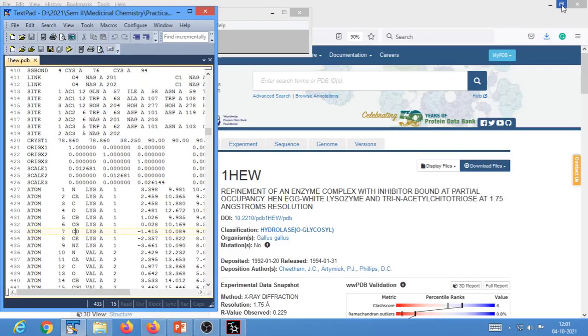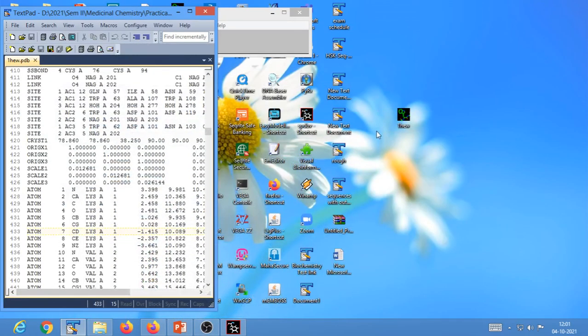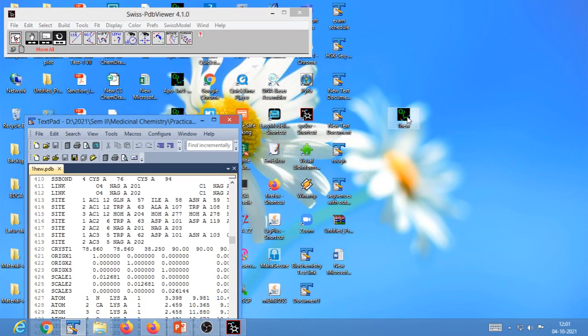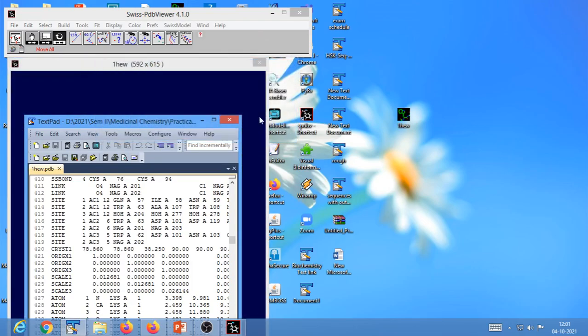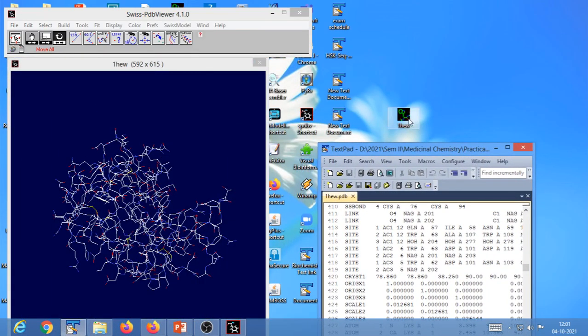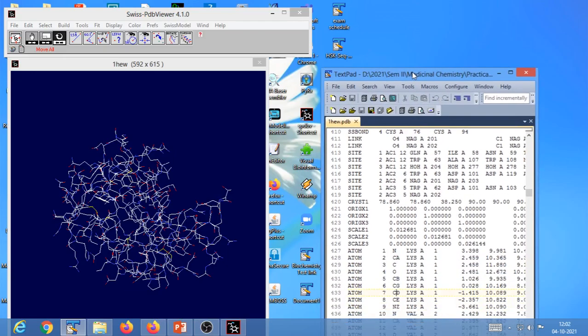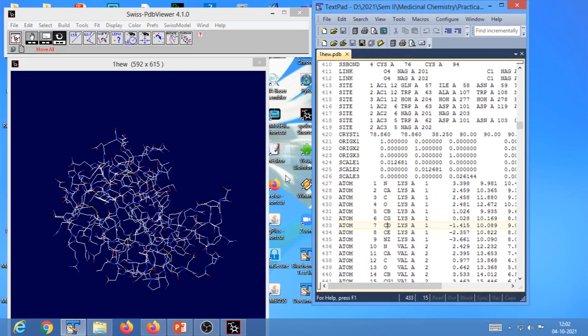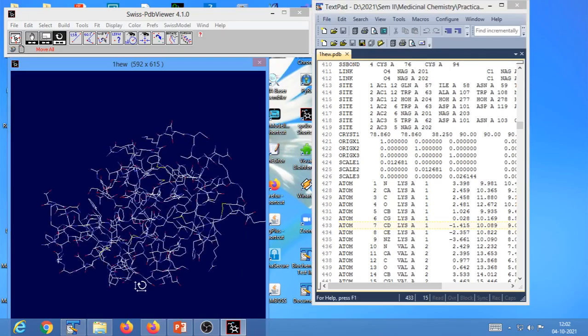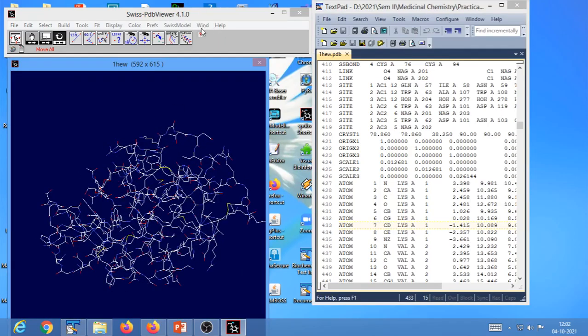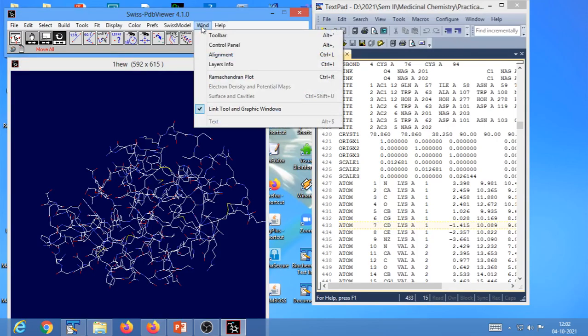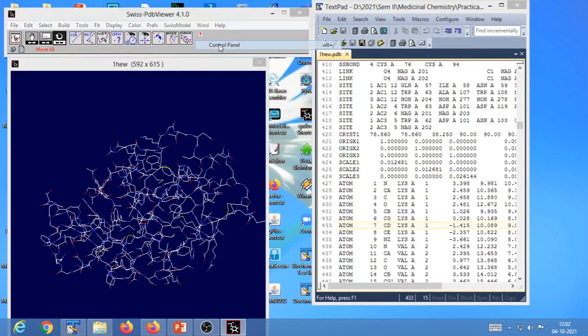Well, I will again show you how you can load this. This is the file that we have downloaded, right? You can drag it into your SPDBV software and you would load the same molecule, and this is the same molecule that we have opened in the text editor, right? So when you open it in SPDBV, now let us see how many amino acid residues there are in your PDB file.